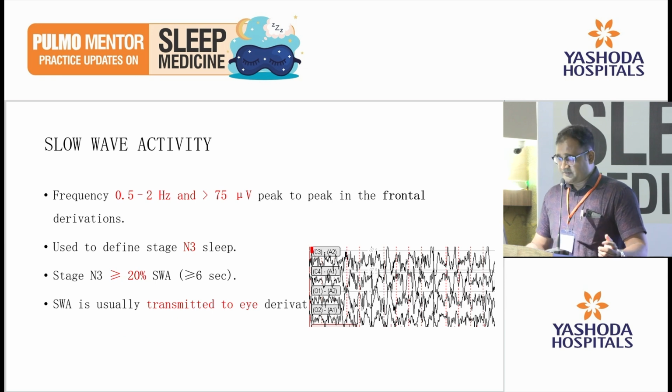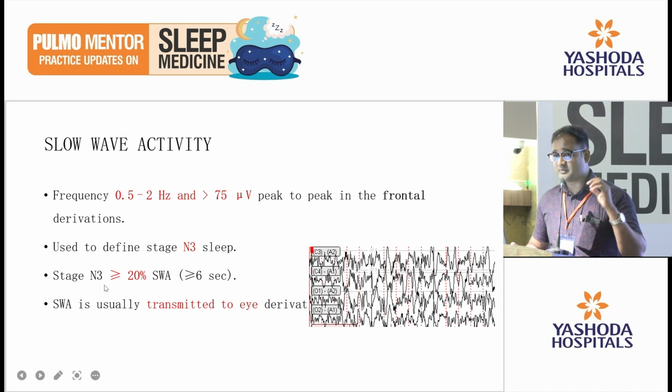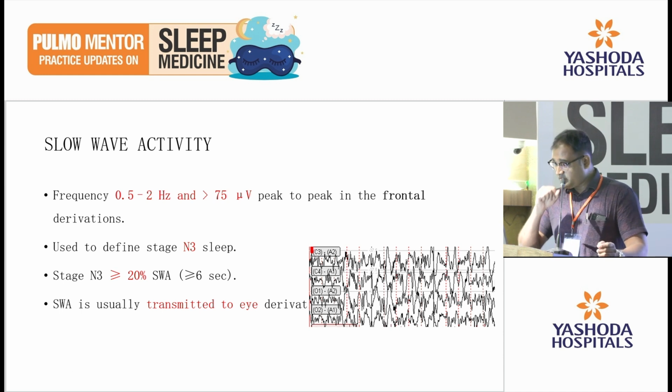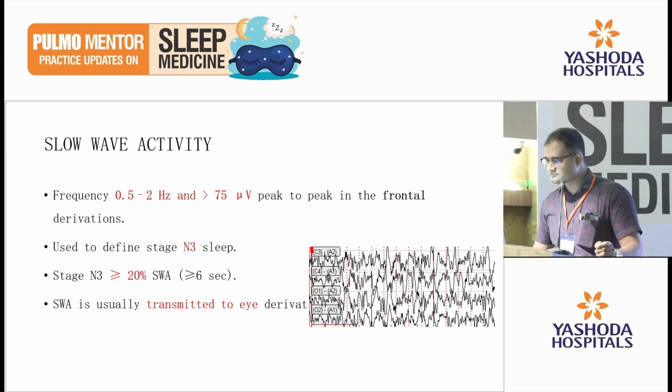Slow wave frequency is 0.5 to 2 Hz and more than 75 microvolts. It is used to define N3 sleep, when it occupies more than 20% of the epoch. It is also transmitted to the eye derivation. Why? Because slow wave activity is more in the frontal region, and we are attaching our EEG lead here, so there is a high chance that this eye derivation will pick up your N3 slow waves.